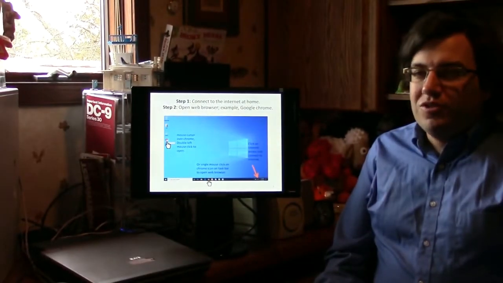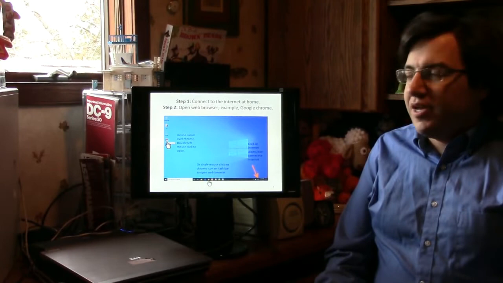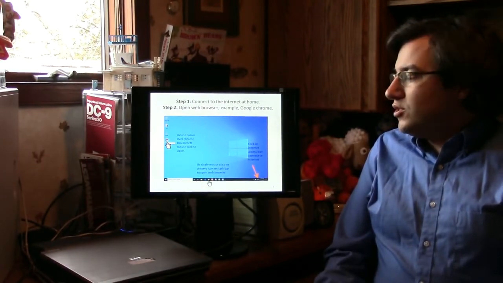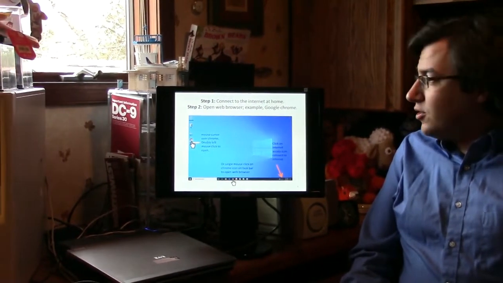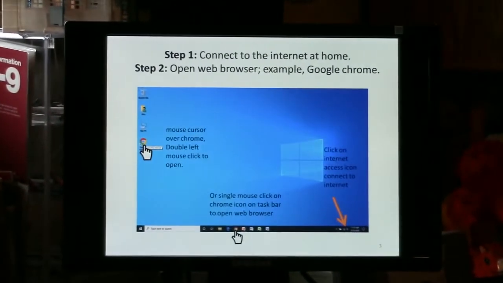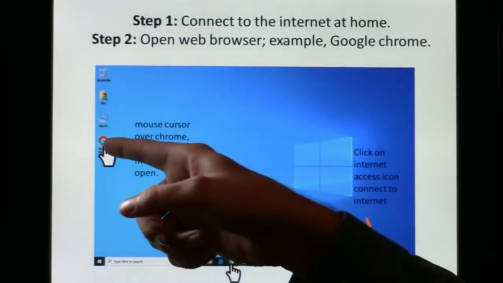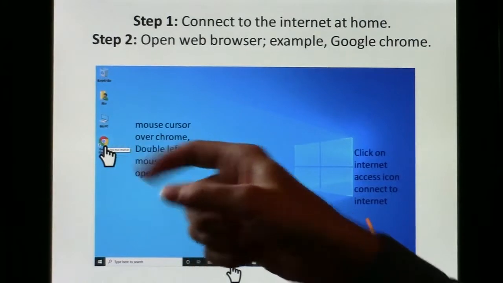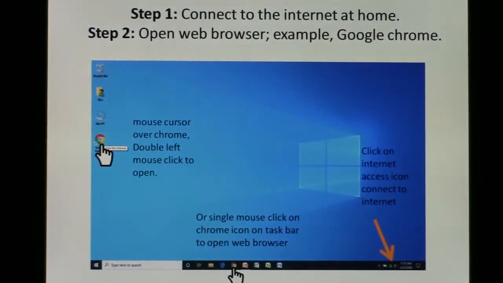Okay, so first thing, you'll need to connect to the internet at home. Once doing that, you'll open up a web browser such as Google Chrome. So on your desktop, you'll either have an icon that you're going to tap and click on. You'll double mouse click and open that up, or you can click on the little Google Chrome down there, and then you'll get on the internet that way.